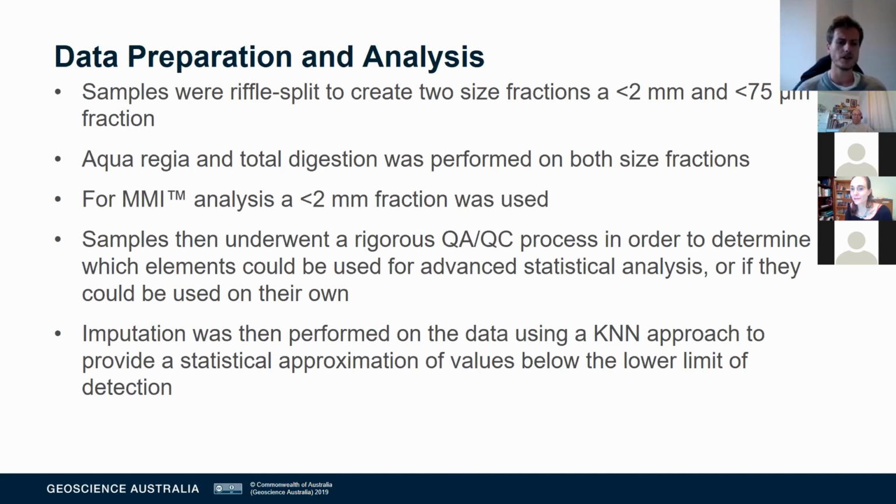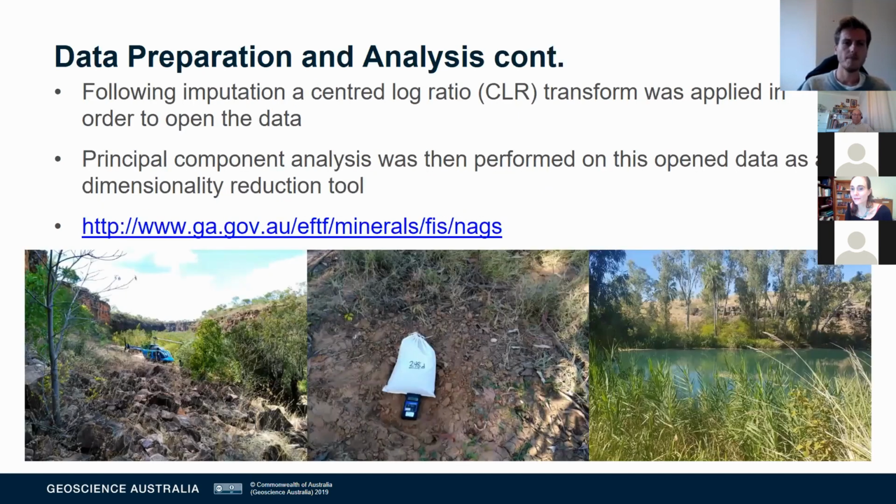We also undertook imputation on the data using a k-nearest neighbor approach, and this was just to approximate values that were less than the lower limit of detection. That's primarily for when we undertake things such as principal component analysis, so we don't bias the results by having half detection limits. And then we also performed a centered log ratio transform in order to open the data to remove any spurious results. And then finally we performed principal component analysis on the data, primarily as a data dimensionality reduction tool in order to have a first pass view of any patterns and associations between the elements in the region.